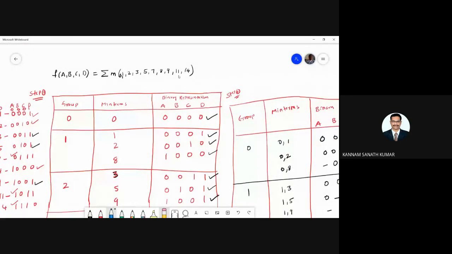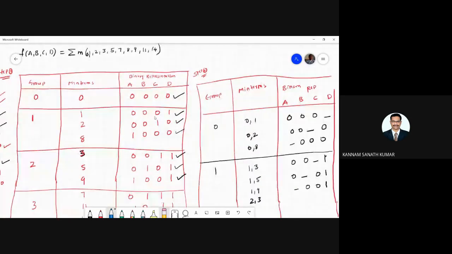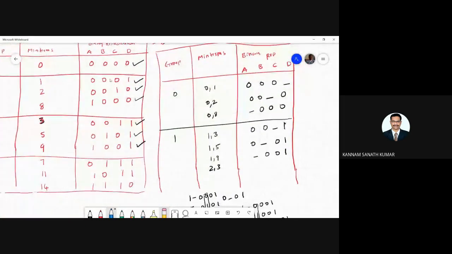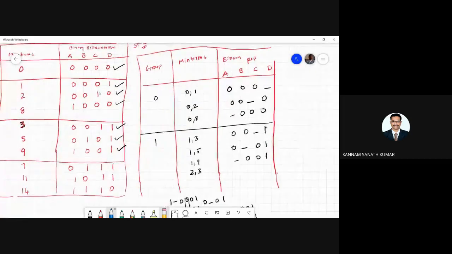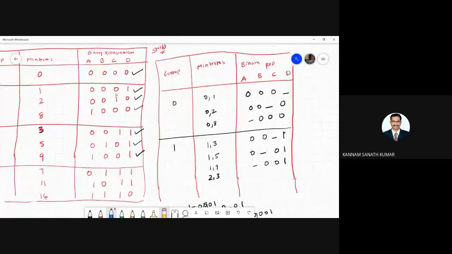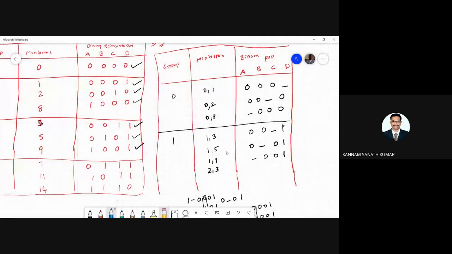The problem 15 is not there, no? Okay, sir. In the problem, whatever the minterms are given, only those minterms we should take. Okay, so here, next, you are comparing 8 comma 9.